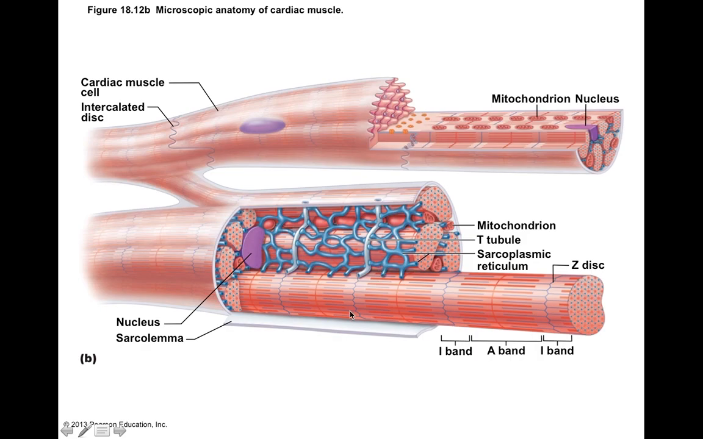And that's still true in cardiac muscle, because you can see all that here, right? We still have T-tubules. We still have sarcoplasmic reticulum. However, the SR that's here doesn't store as much calcium as you'd find in a skeletal muscle.